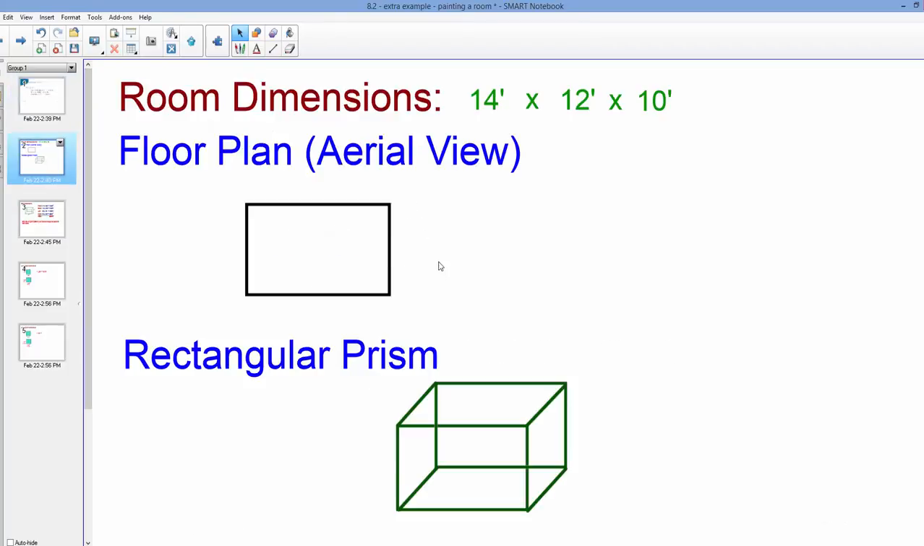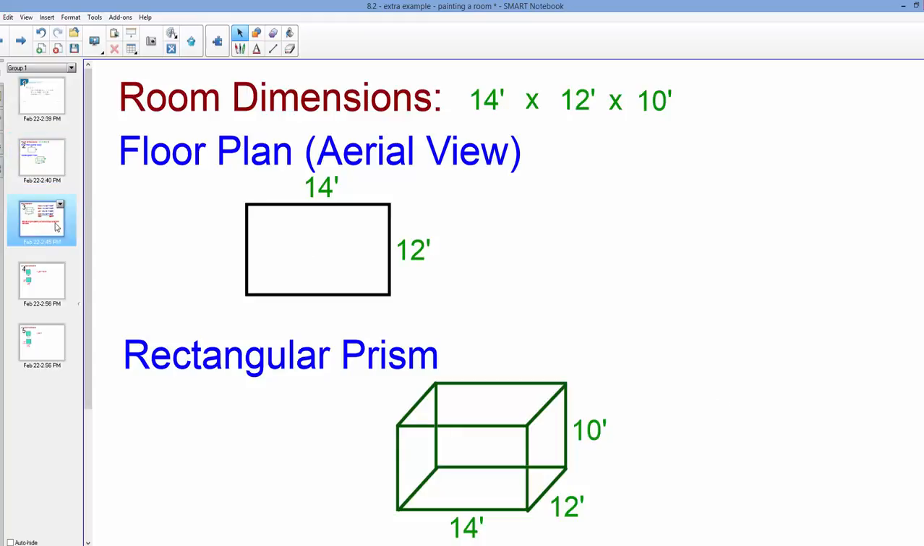So there's two ways to visually look at this problem. One is from a floor plan point of view or an aerial view. You can see the length and the width laid out in 2 dimensions. Another way of thinking through the problem is in 3 dimensions using a prism. In this case, you would see that the length is 14, get a good sense of the width being 12, and then the height of 10 feet.